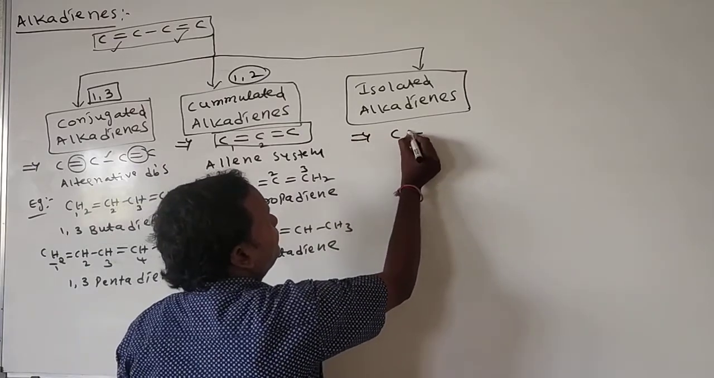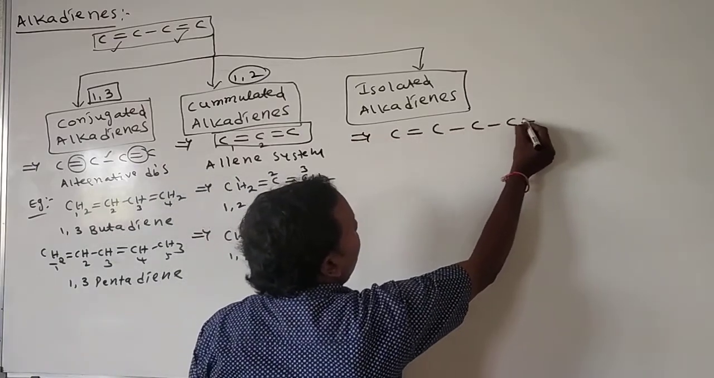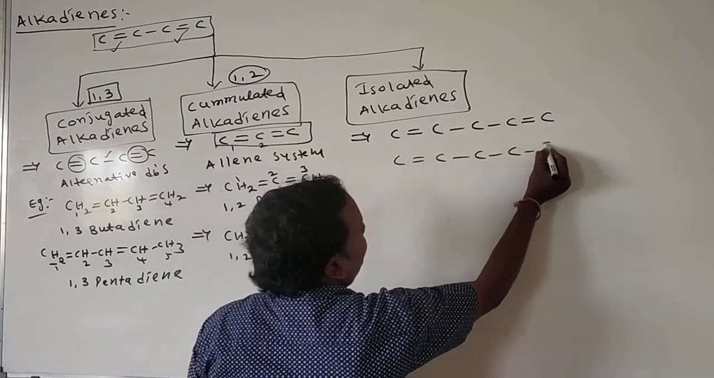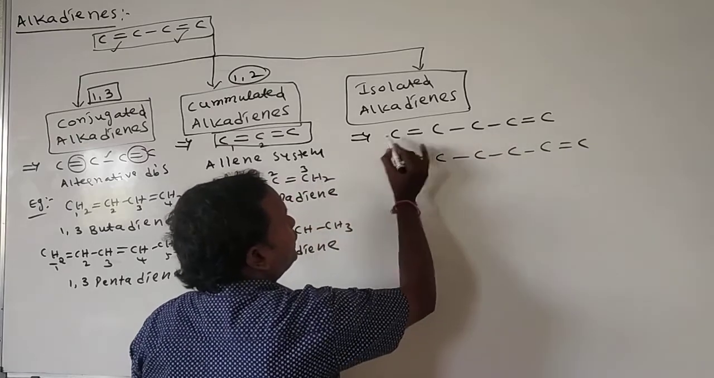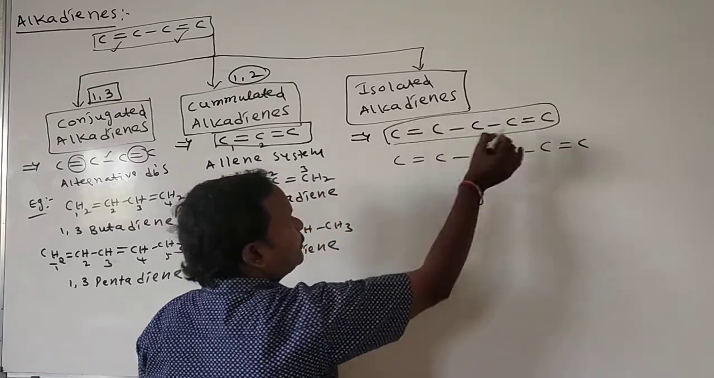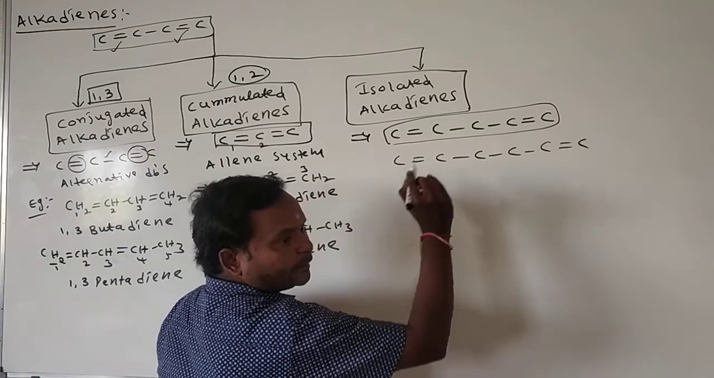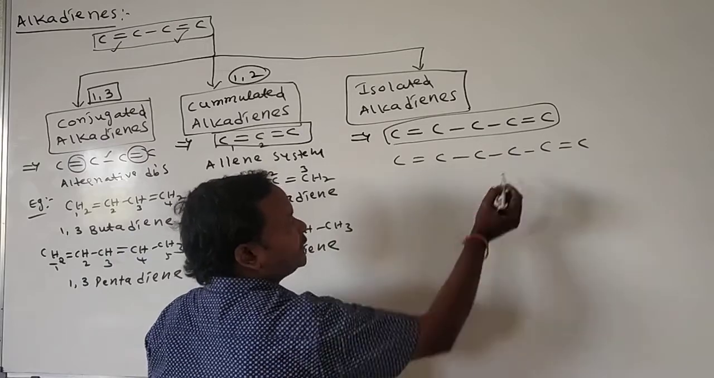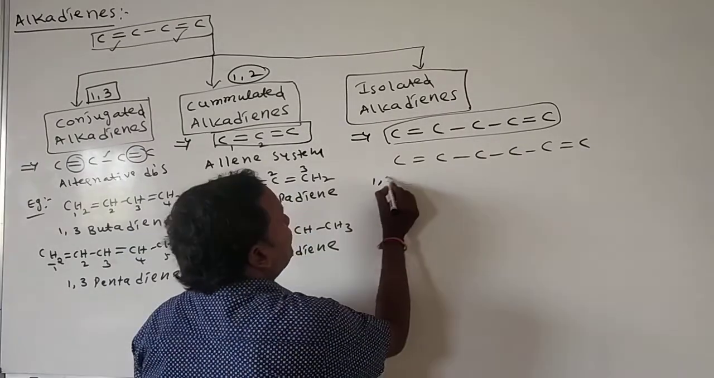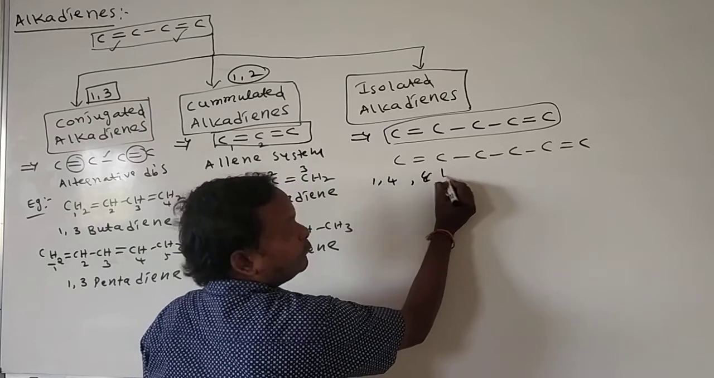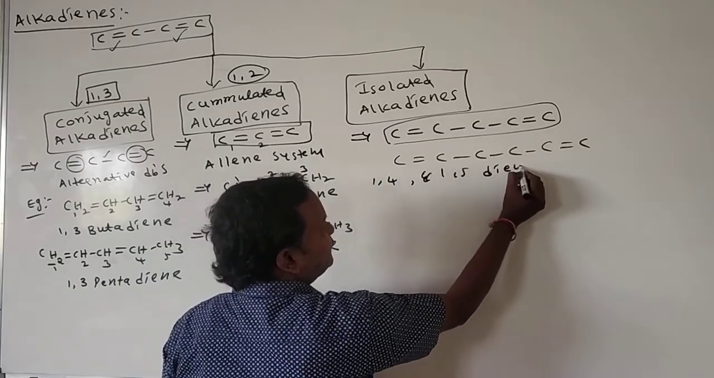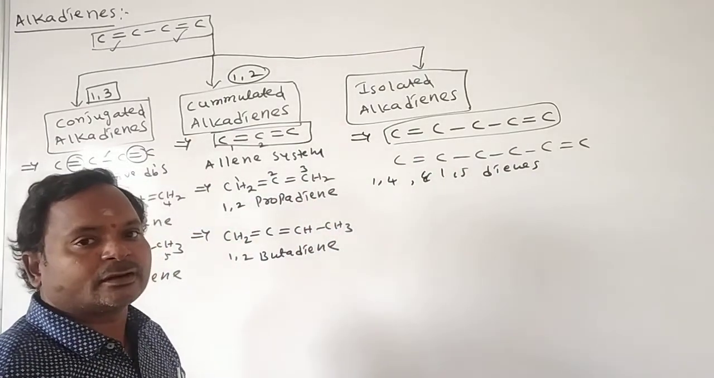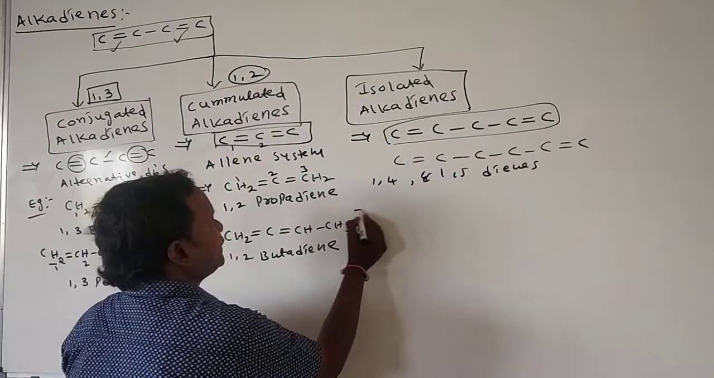Here we see the system. See this system or this system. In this system, two double bonds are separated by two single bonds. Here, two double bonds are separated by three single bonds. 1,4 or 1,5 dienes we call isolated alkadienes. Example for this.